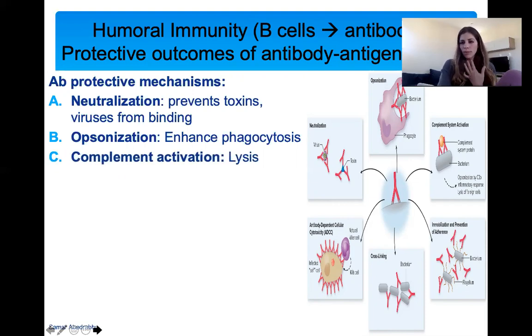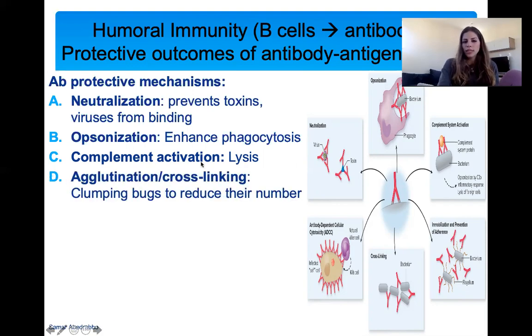Complement activation. Remember, we talked about the complement system in innate immunity, and one of the things complement proteins do is cause holes in the cell membrane, which causes lysis. This is good if you're trying to kill a cell that's been targeted, like a bacterial cell. And agglutination, or cross-linking: antibodies can make a bunch of the pathogens clump together. When you clump them together, it makes it easier for the phagocytes to go on and eat the bugs before they spread more.